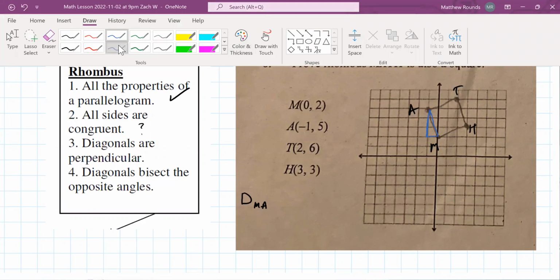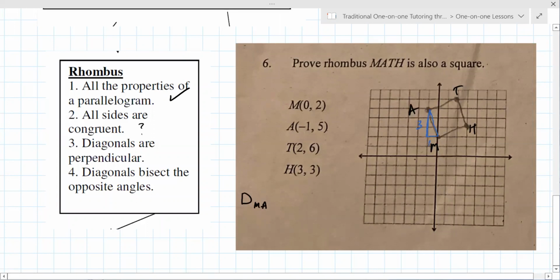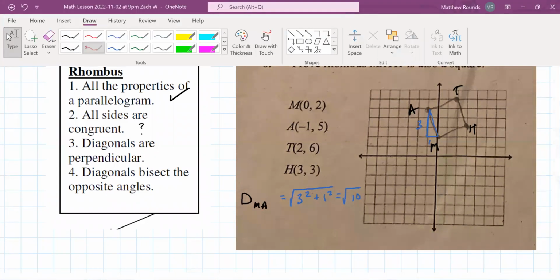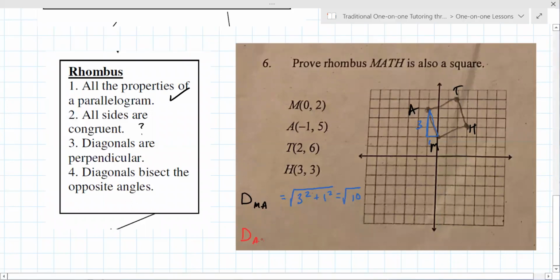Okay. So the key is that it's got a height of 1, base of 3, and you can say it's 3 squared plus 1 squared square rooted, or the square root of 10. And then you have to do that for all 4 sides. So we'll do from A to T. We'll find the distance from A to T.